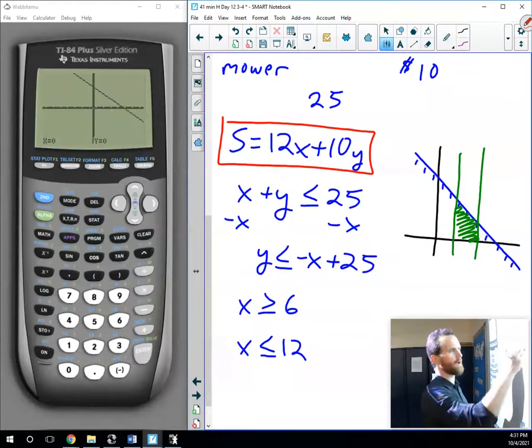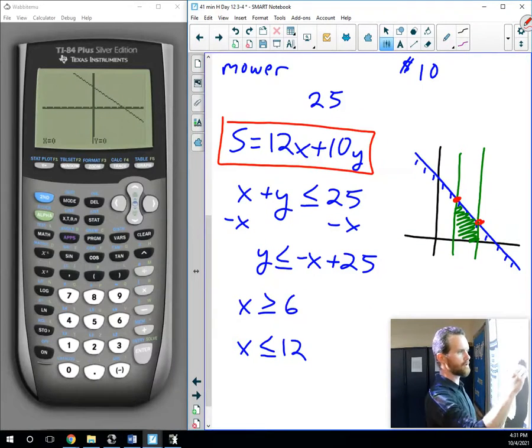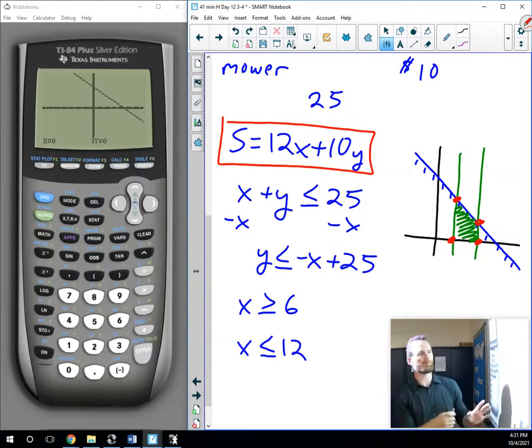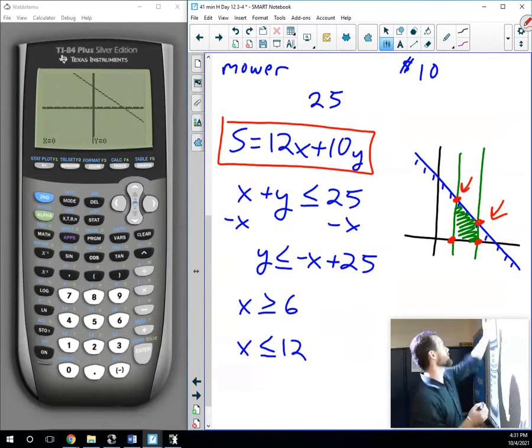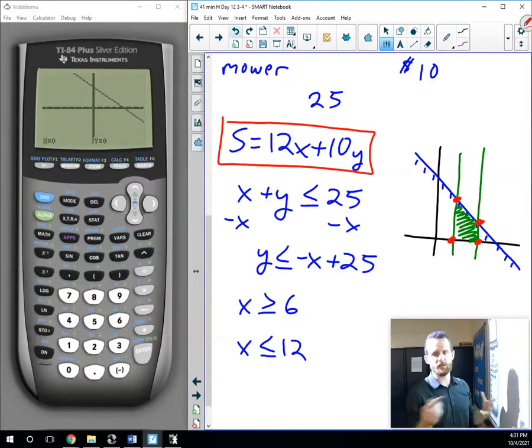All we need to do now is find the vertices. Here we actually do have 4 points, but I think we can probably guess that our maximum is going to come from one of those 2. The other ones are going to have zeros involved. But let's find all the vertices.